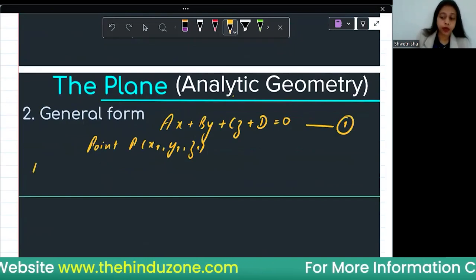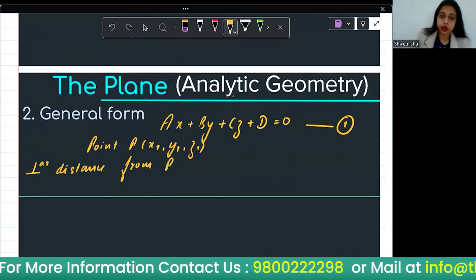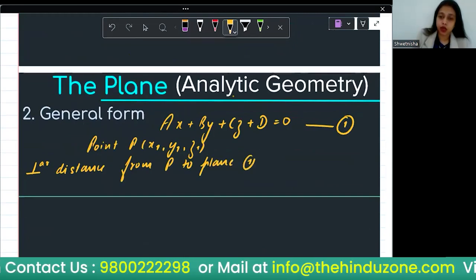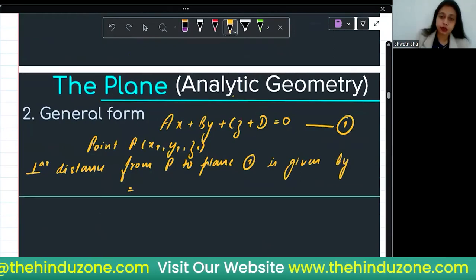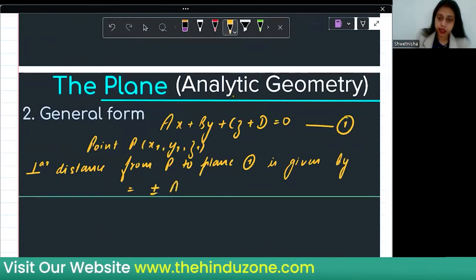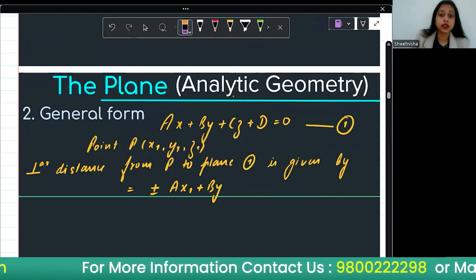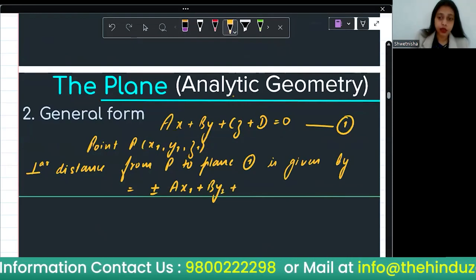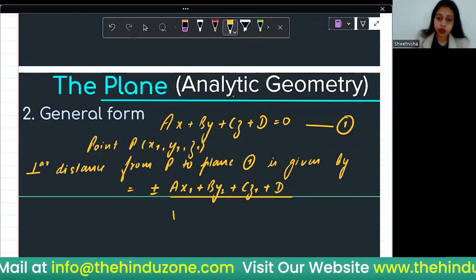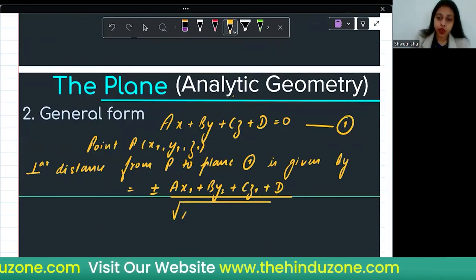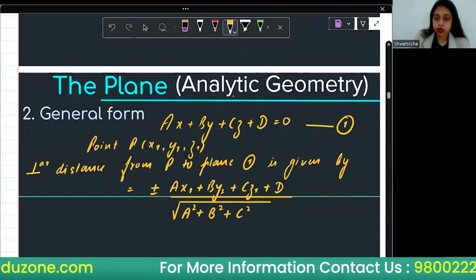So the perpendicular distance from P to the plane is given by simply plus minus Ax1 plus By1 plus Cz1 plus D. You substitute this x1, y1, z1 in the equation of the plane, and divide it by the square root of the sum of squares of the coefficients of x, y and z, a square plus b square plus c square.